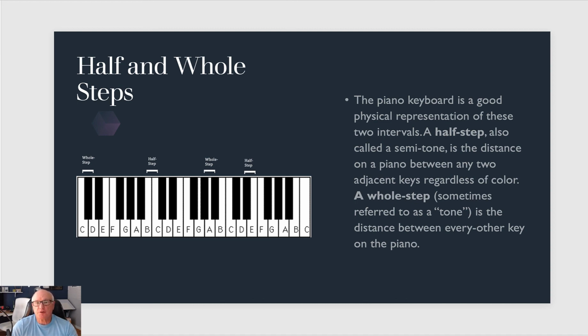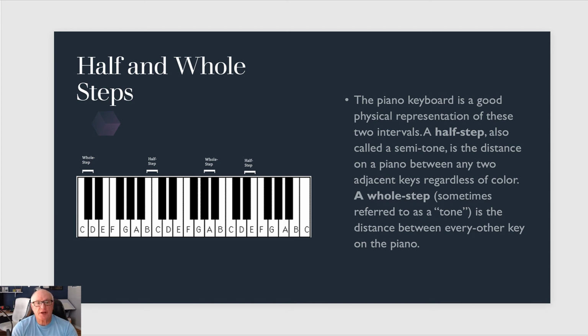So the piano keyboard's a great physical representation of these two intervals. A half step, also called a semitone, is the distance on a piano between any two adjacent keys, regardless of color. So if you go white, like on E to F, there's no key between them, that's a half step. F to G, there happens to be a key between them, that's that black key. So F to G is a whole step. But F to the next black key above it, which could be called F sharp or G flat, it has two names, depending on how we decide to describe it in a key, that's a half step.